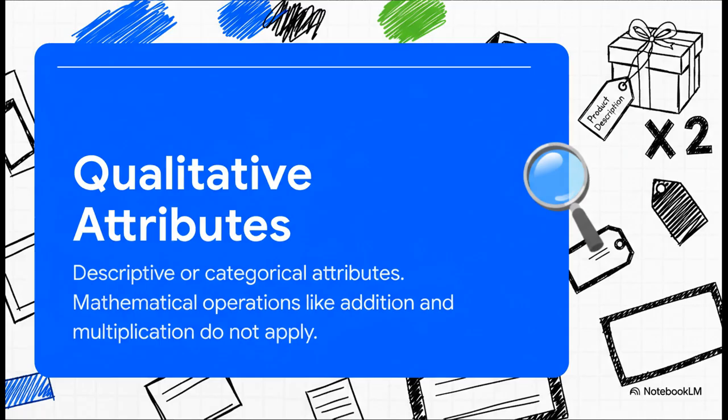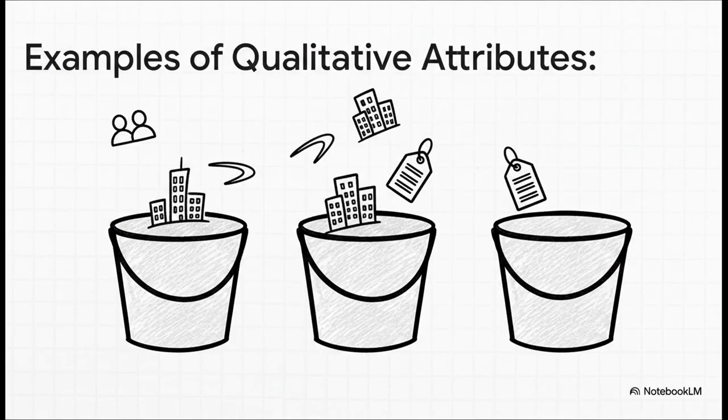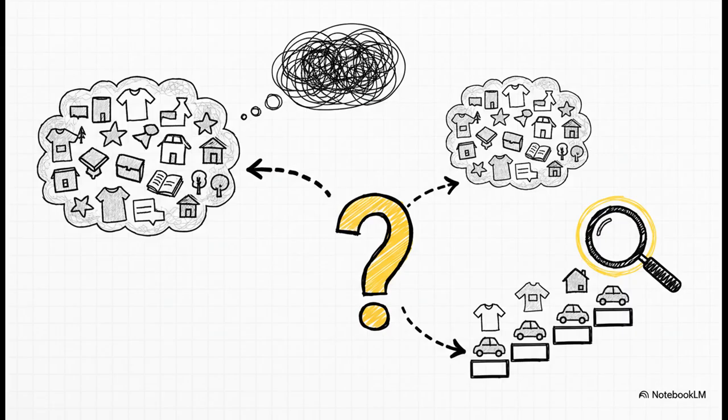You can't add the color blue to the color green and get some meaningful answer, right? And you definitely can't multiply a product description by 2. Their one job is to categorize and describe. That's it. And when you look at the examples, it just clicks. Gender, city name, the brand of phone you like, these are all just labels. They're like buckets that we put information into, and that's what gives our data context. You can totally count how many people prefer a certain brand, but you can't do math on the brand name itself.